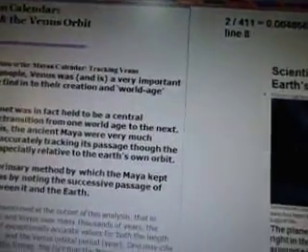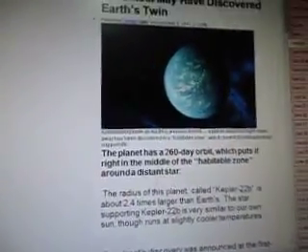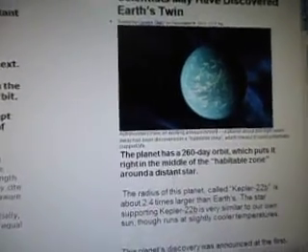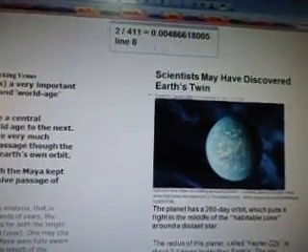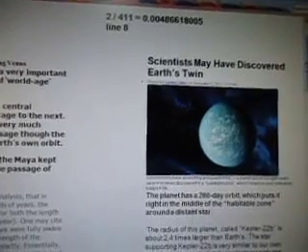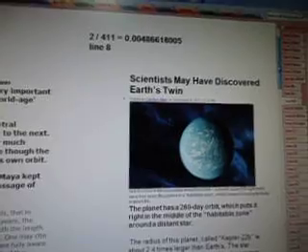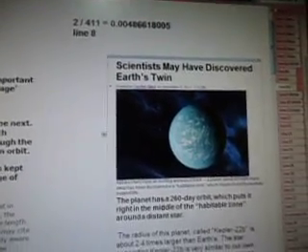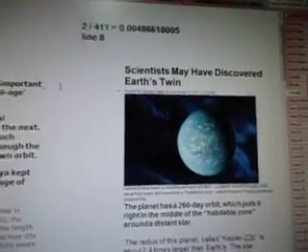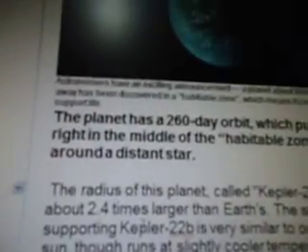Okay, so the next piece of data that comes up is: scientists may have discovered Earth's twin. Isn't that cute? I googled this number, line 8, and guess what comes up? The Kepler 22b. That's when I started piecing the two together. It just blew me right away. This went up on December 6, 2011, and I started working on this section January 6, 2012, exactly a month later.